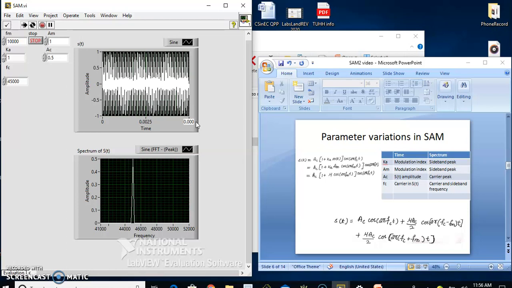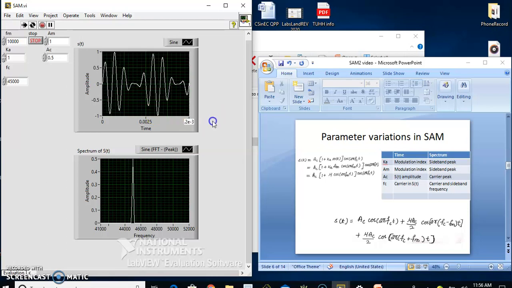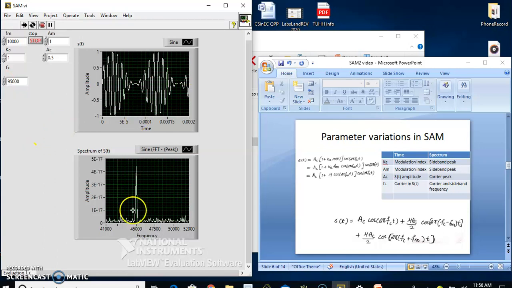If you want to see only 2 cycles, because 10 kilohertz corresponds to 0.1 millisecond, let me make it 0.2 e power minus 3. So I am setting the time period as 0.2 millisecond. You are seeing hardly 2 cycles. Now since this is 10 kilohertz, you can increase the carrier frequency to a higher frequency. Let me make it maybe 95 kilohertz. You can see this is 95 kilohertz.